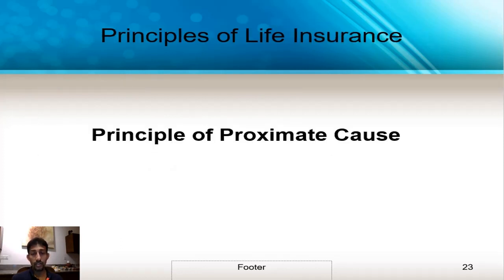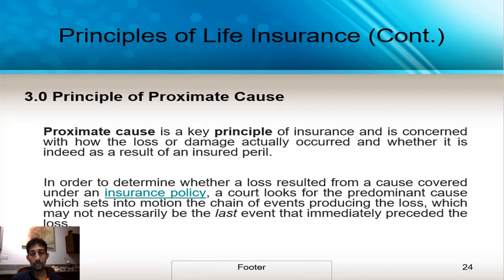Let's move on to the last principle which is related to life insurance. Principle of proximate cause. Now this is a very important principle where you need to have a clear understanding of what it's trying to say. In a simple context, proximate cause is a key principle of insurance, and it is concerned with how the loss or damage actually occurred and whether it's indeed as a result of an insured peril.